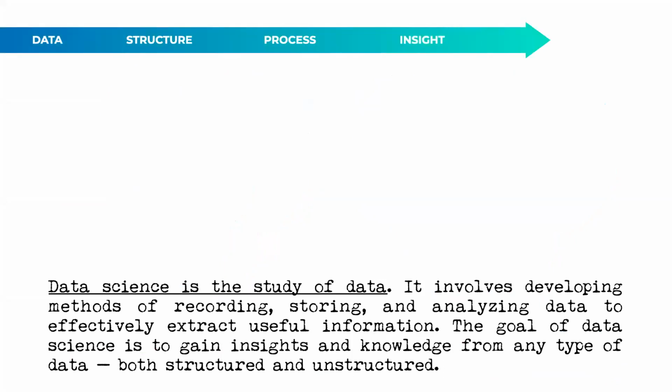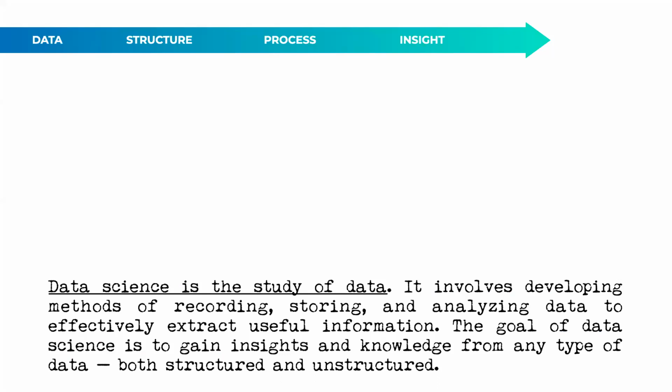Now, as I mentioned, data science is the study of data. It involves developing methods of recording, storing, and analyzing data to effectively extract useful information. So the goal of data science is to gain insights and knowledge from any type of data, both structured and unstructured, which leads us to the following question. What is the difference between structured and unstructured data? And then more specifically, we'll talk about what that means in the context of life sciences.